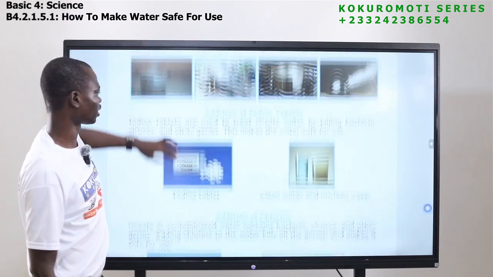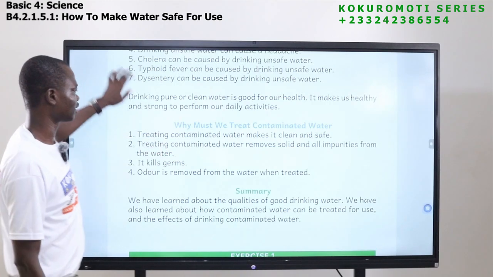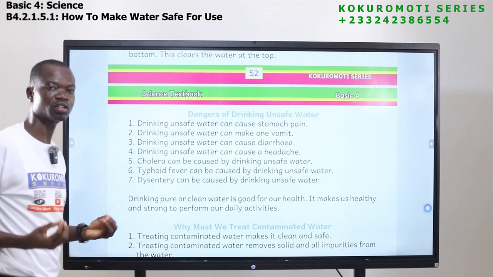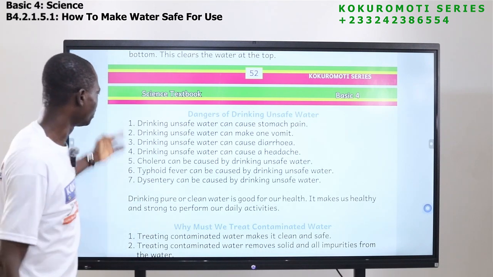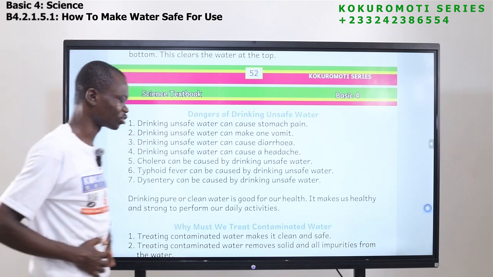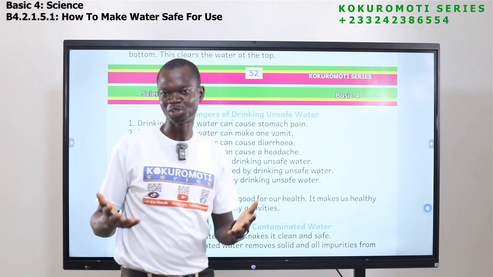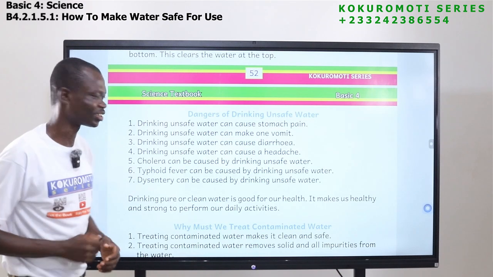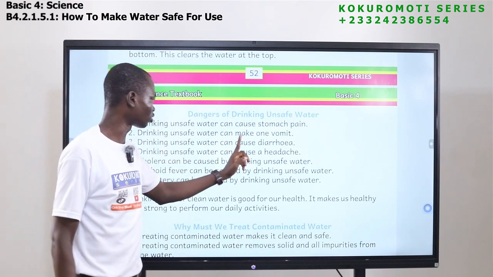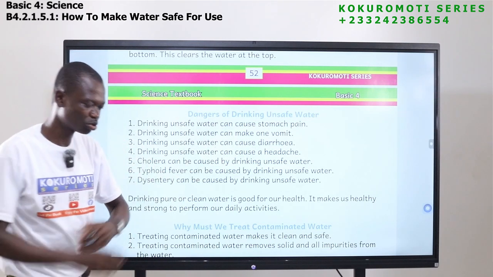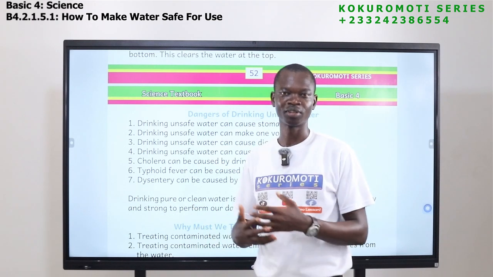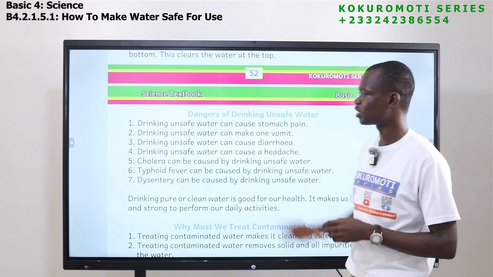Now, the next one that we are looking at: dangers. The dangers of drinking unsafe water. So if you drink unsafe water, what are the things that will happen? One, drinking unsafe water can cause stomach pain. So your stomach, after drinking, you will be holding your stomach. You see, that is what most of the times happens. So don't drink contaminated water. Two, drinking unsafe water can make one vomit. You throw up, you finish eating, and then you start vomiting. You start throwing up. So we don't have to use contaminated water.